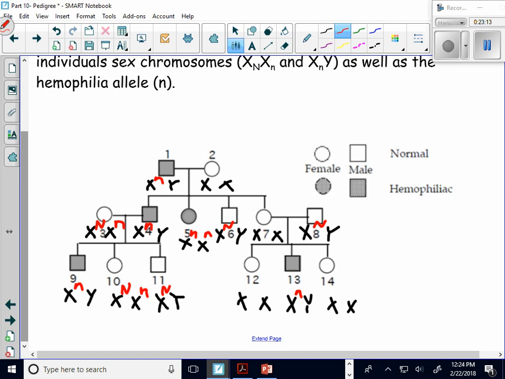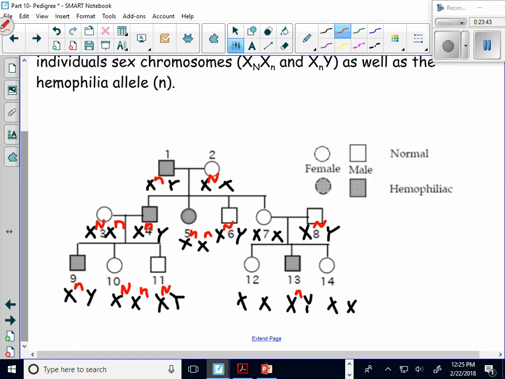I guess number 2. All right. Huh? Number 2. What can you tell me about number 2? It's got to be a big N on that first X, right? Because she does not have hemophilia, does she? Can we be sure that that's a little n?